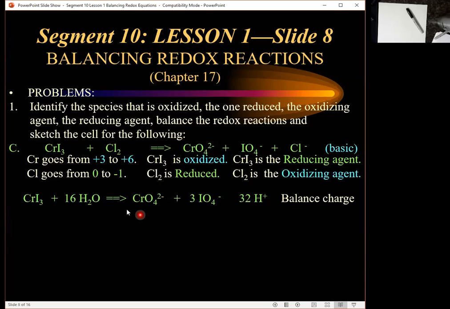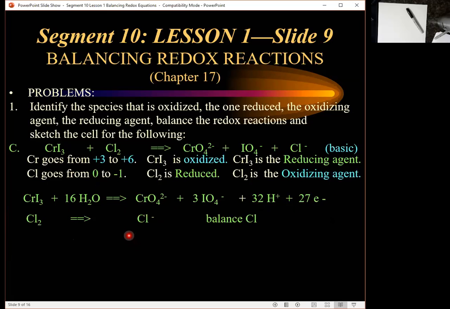Charge, though, is not. On the left-hand side, you can see we've got 0 charge, so we've got to make this one 0 over here. We can do that by adding 27 electrons. So 27 negative charges, and that would be 3 more. That's 30, 32. So we've got 32 negative charges on the left and 32 positive charges on the right. So we're good.